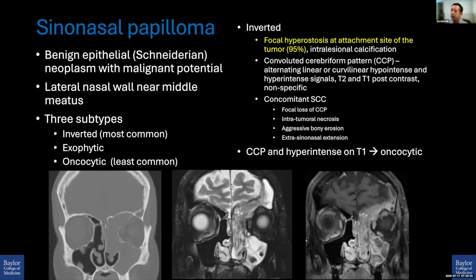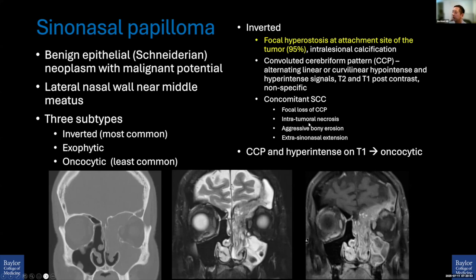Another imaging pattern that you've probably heard about is the convoluted cerebriform pattern. It's alternating linear or curvilinear hypointense and hyperintense signals on T2 and T1 post-contrast. It's non-specific, but a lot of times this is associated with inverted papilloma.